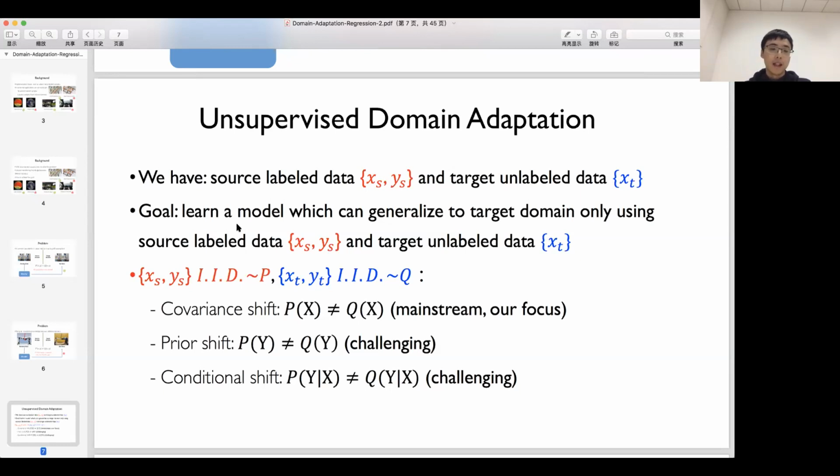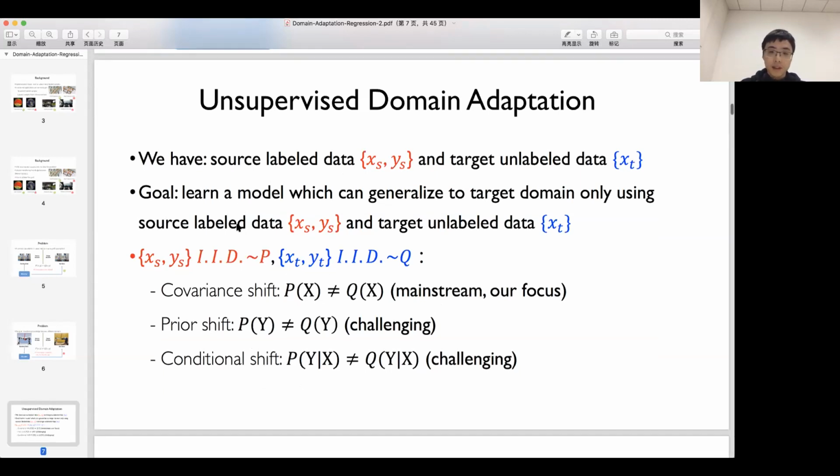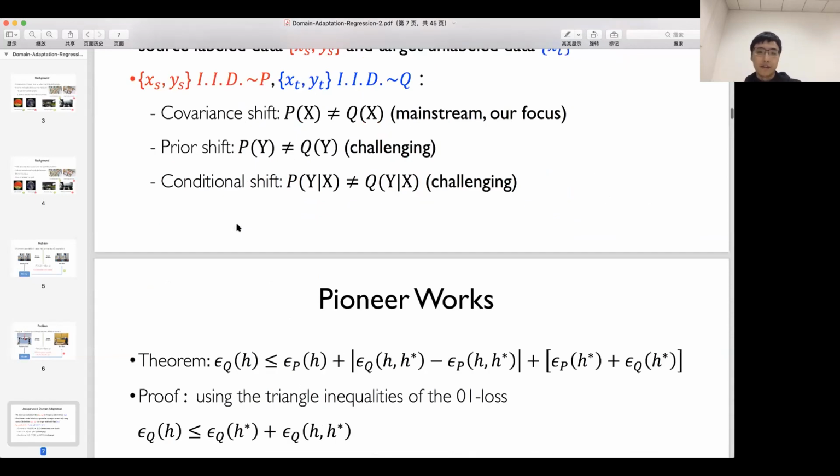The second one is prior shift. It means that PY is not equal to QY. It is very challenging. And the third one is conditional shift. It means that PY given X is not equal to QY given X. It is also very challenging. So there are many pioneering works in this field.